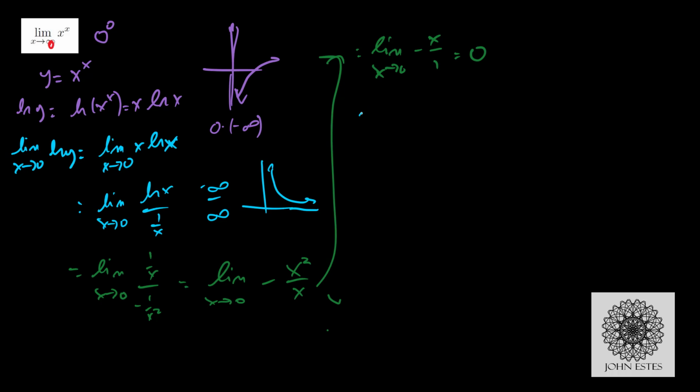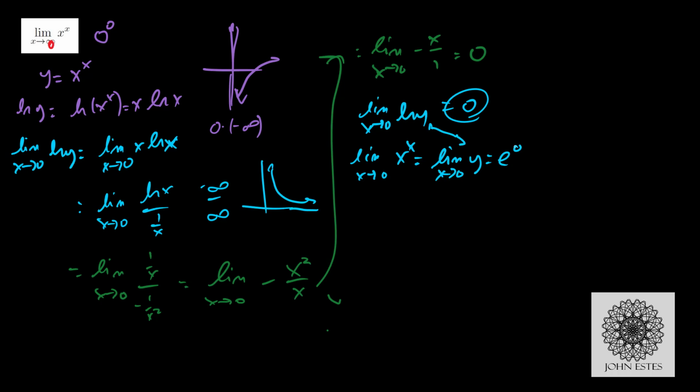Now recall though that this is the limit as x approaches 0 of ln y. We get 0. And we didn't want that. We want the limit as x approaches 0 of x to the x, which is the limit as x approaches 0 of y. And so the way I get from ln y to y is I exponentiate. So I'm going to exponentiate this value. I get e to the 0. And so there's my answer, 1. So the limit as x approaches 0 of x to the x power is 1.